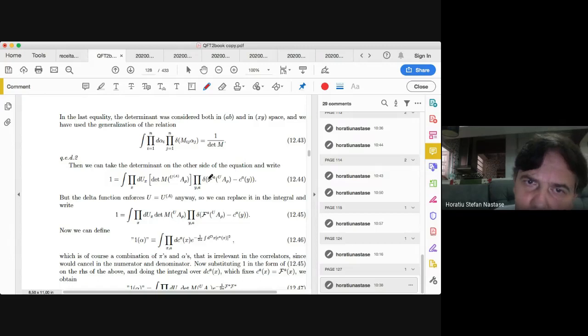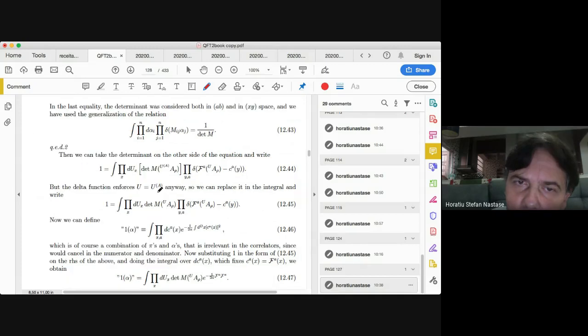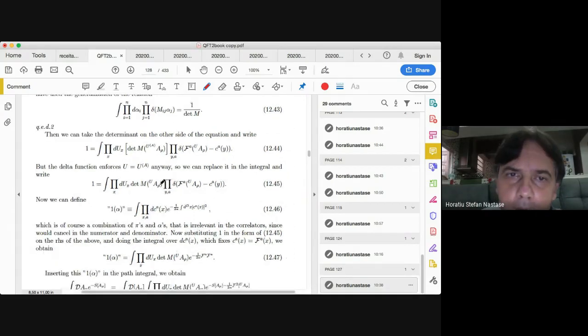However, this delta function enforces anyway that u is equal to u of a, right? So the delta function means that this is equal to zero. But then by definition, this is the definition of u of a. F of a transformed by u of a is equal to ca. So we can replace this equation in here. So I can write inside the determinant, instead of u of a, I just write u. This hasn't changed anything. So we get to this equation.